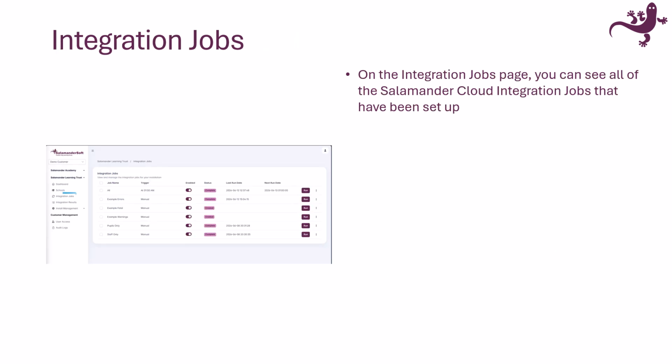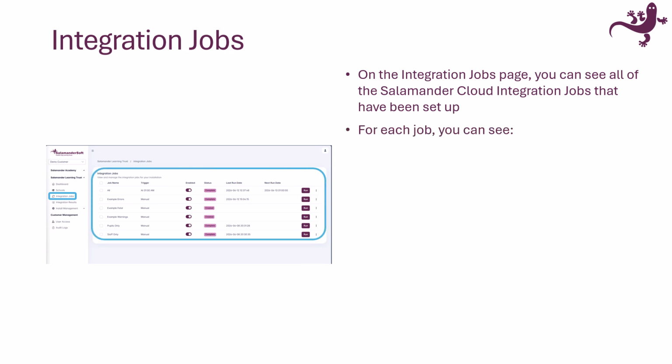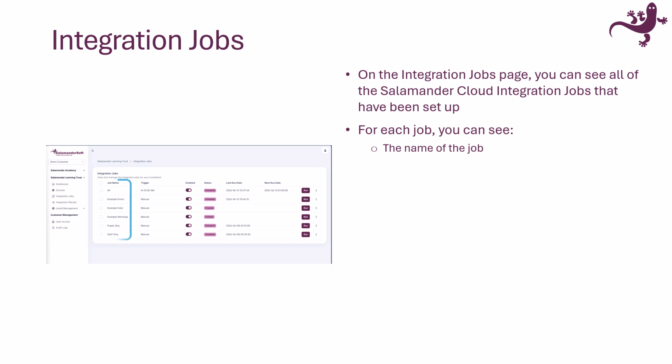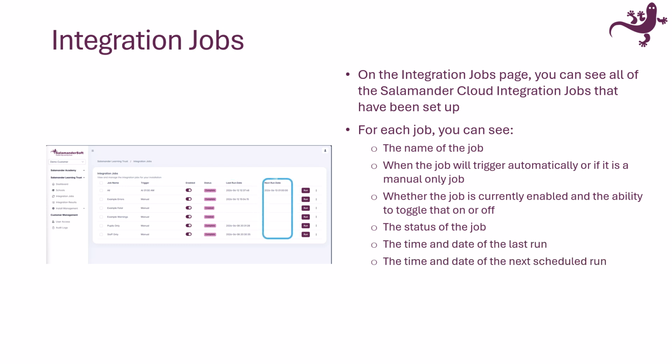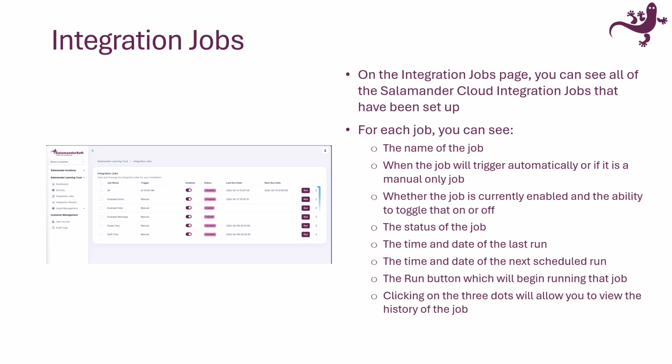On the Integration Jobs page, you can see all of the Salamander Cloud integration jobs that have been set up. For each job you can see the name of the job, when the job will trigger automatically or if it is a manual only job, whether the job is currently enabled and the ability to toggle that on and off, the status of the job, the time and date of the last run, the time and date of the next scheduled run, the Run button which will begin running the job.